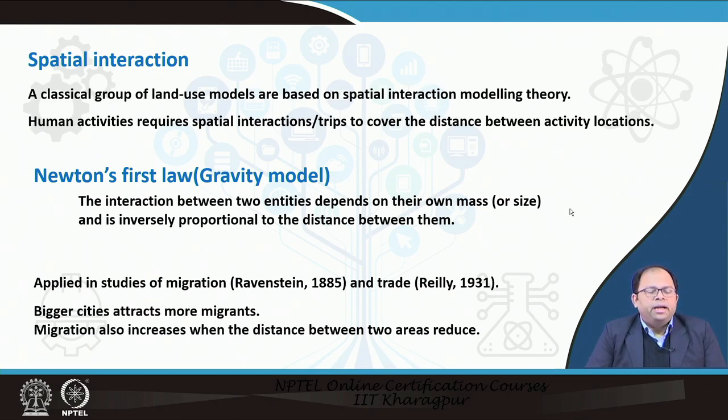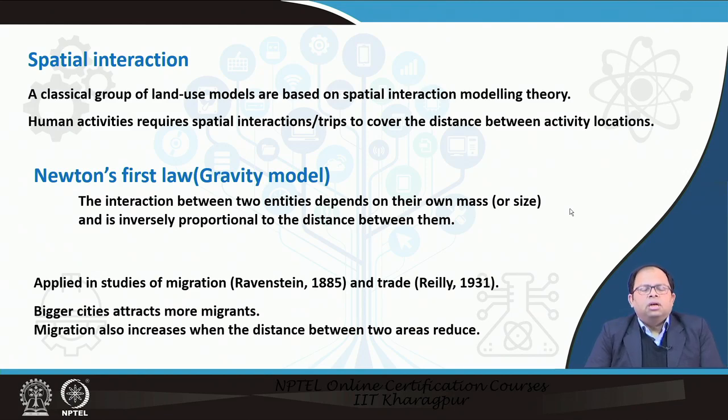This could be explained using Newton's first law, or the gravity model, which says that the interaction between two entities depends on their own mass and is inversely proportional to the distance between them. So this is a departure from location theory, which was only focused on determining transportation cost, and also from bid rent theory, which talked about the rent a farm would pay because of its distance from the center and so on.